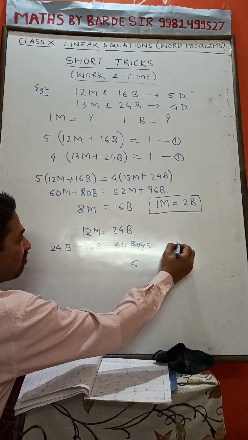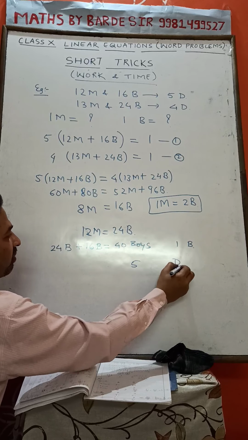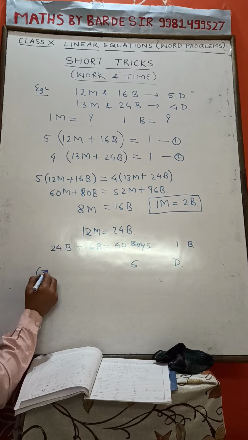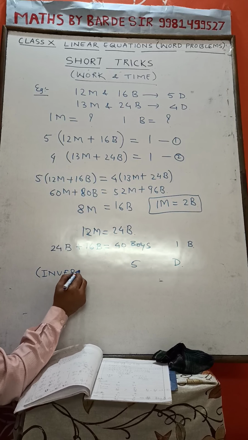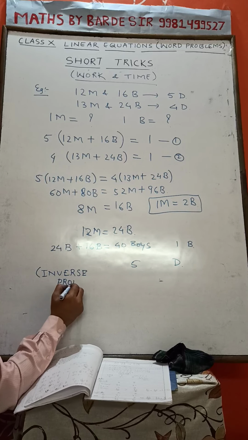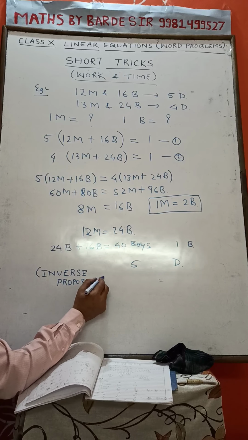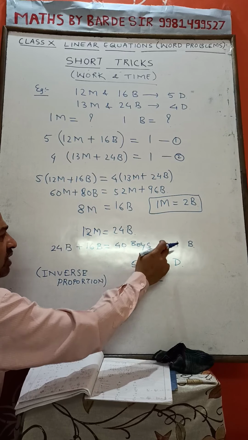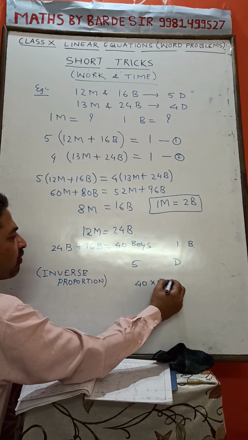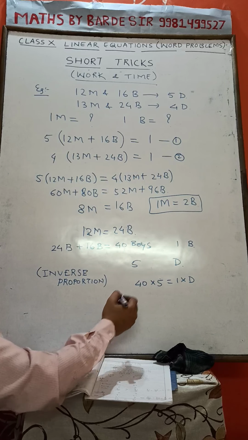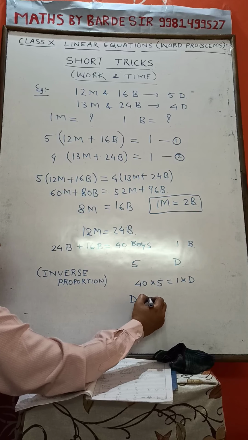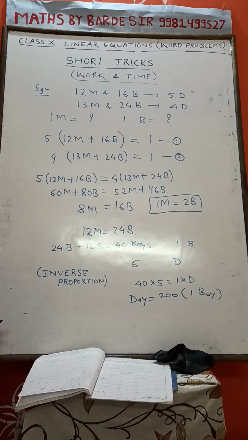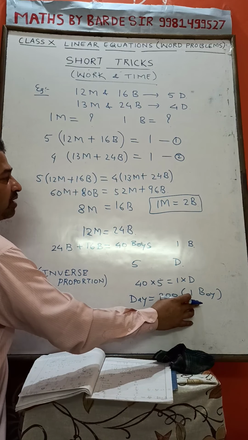Okay, so one boy will do the work in how many days? Very simple, this is the concept of inverse proportion. We studied this in 8th class, children. So when we applied the concept of inverse proportion, it becomes directly x1 y1 is equal to x2 y2, 40 into 5 is equal to 1 into d, means number of days is equal to 200. This is the answer for 1 boy.